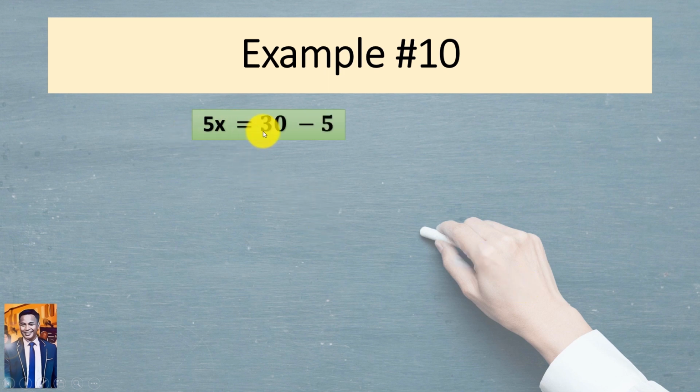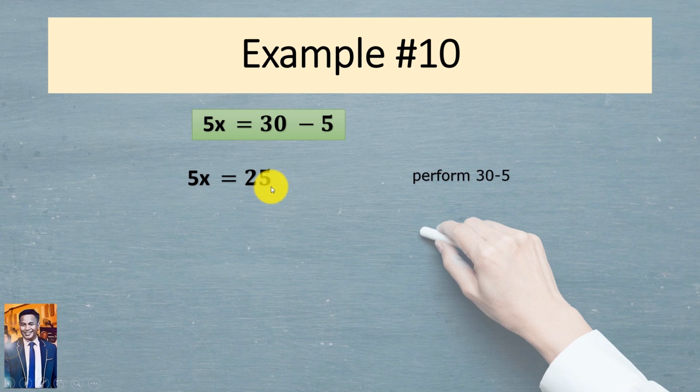5x is equal to 30 minus 5. Sa ating problem na ito, ang unang-una nating magagawa ay ito nakapagay, 30 minus 5. Actually, pwede natin siyang sagutan. 30 minus 5. Okay, we perform now 30 minus 5, that becomes 25. So, 5x is equal to 25.